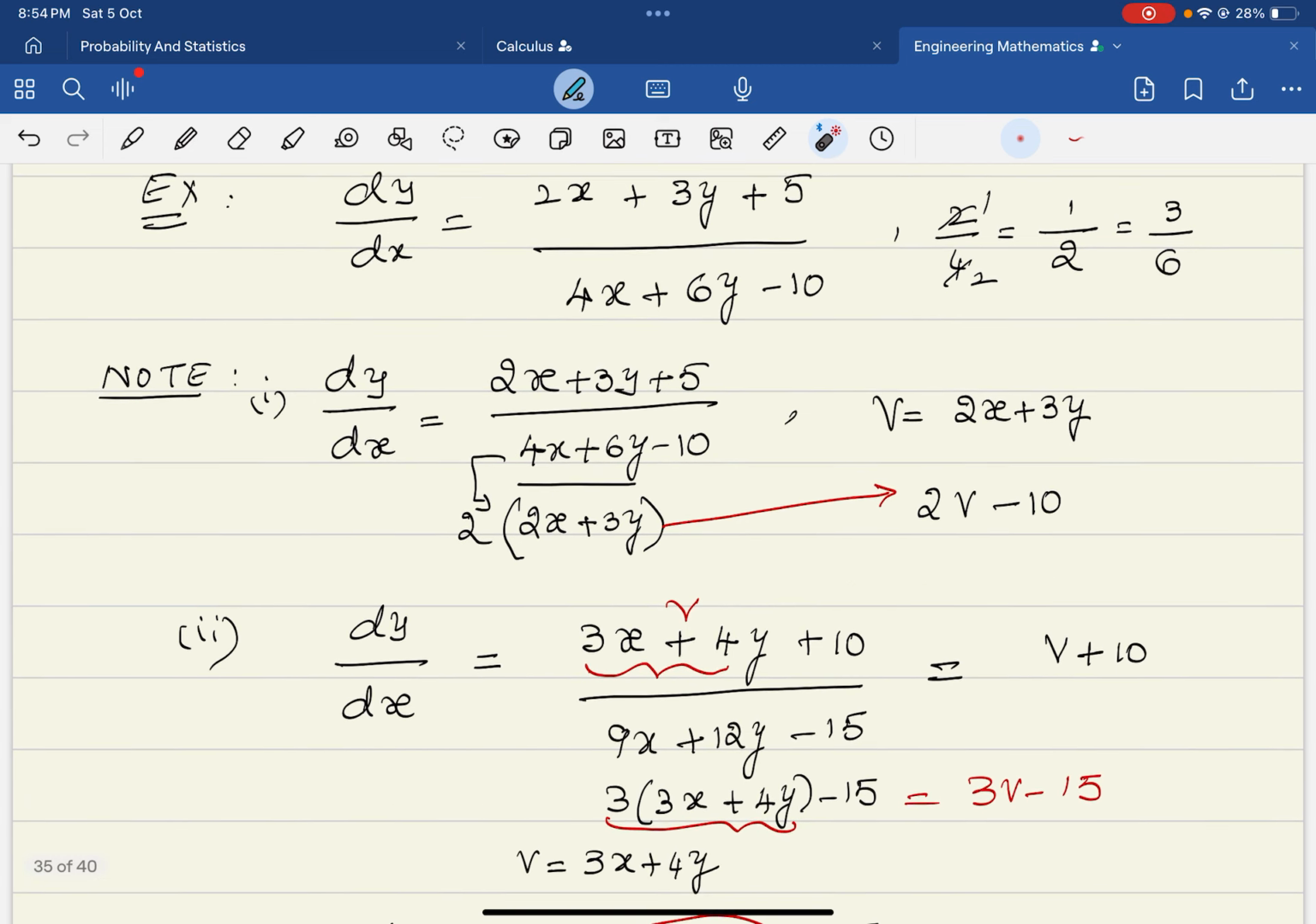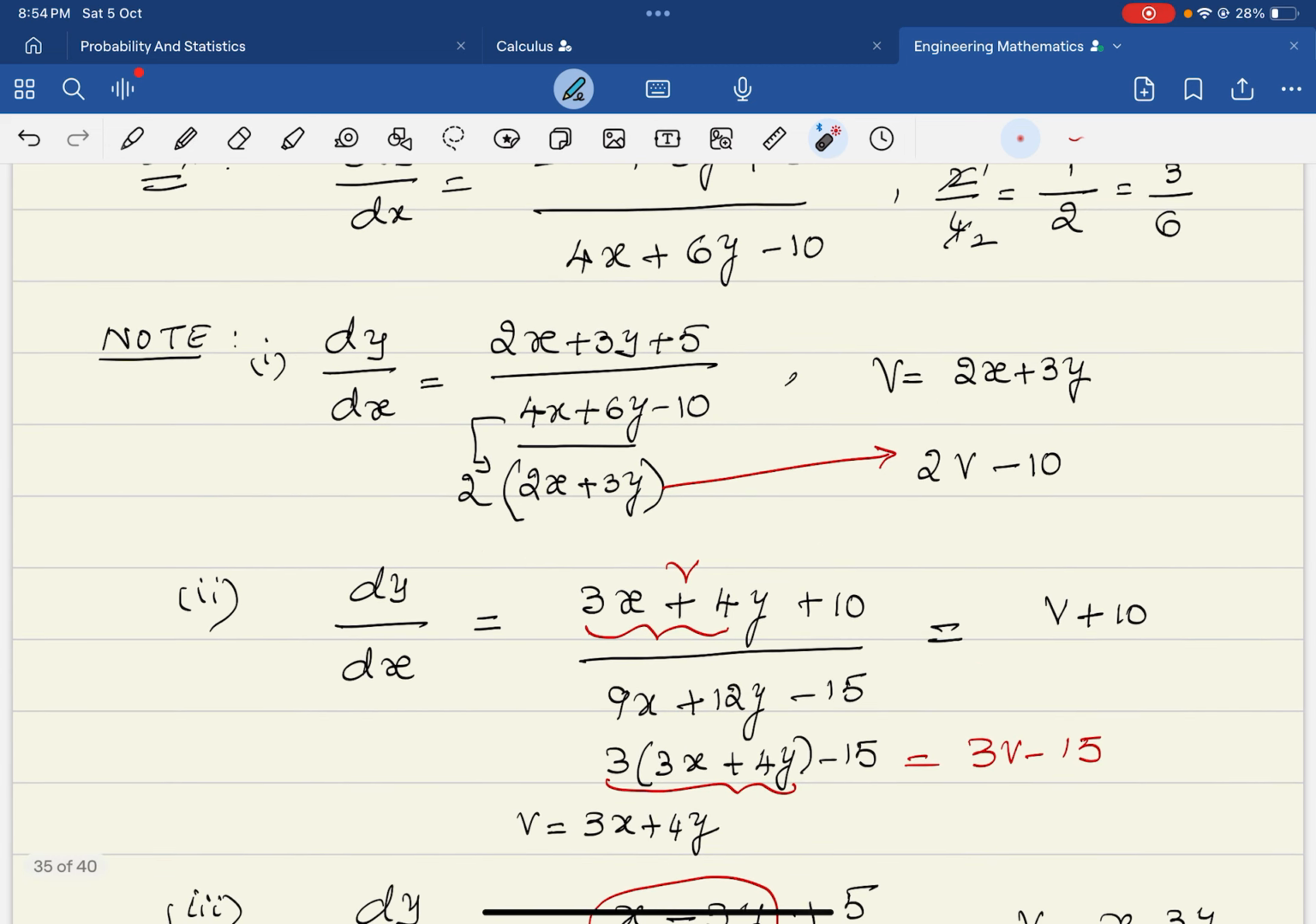Here, unlike the homogeneous case, where we did only a single substitution, y = vx, for all the problems, in the non-homogeneous case you have to choose the substitution depending upon the problem. For example, say you have dy/dx = (2x + 3y + 5)/(4x + 6y - 10). Now here, you have to look at the bigger coefficient. The x coefficient is 2 in the numerator and 4 in the denominator, so take the bigger number.